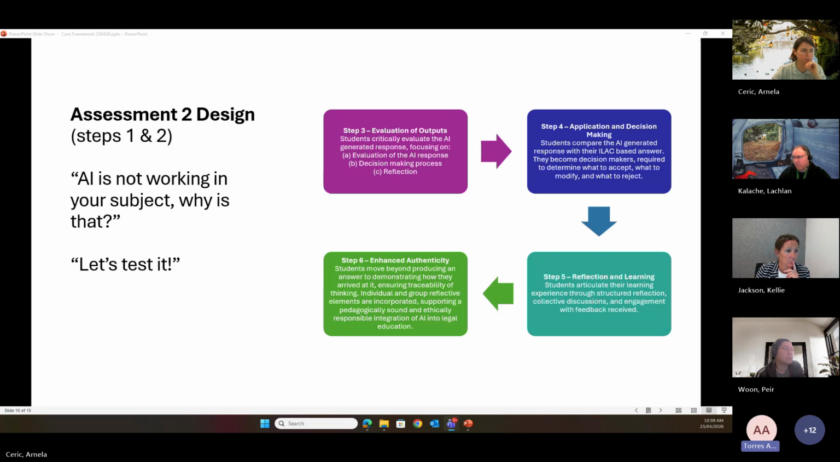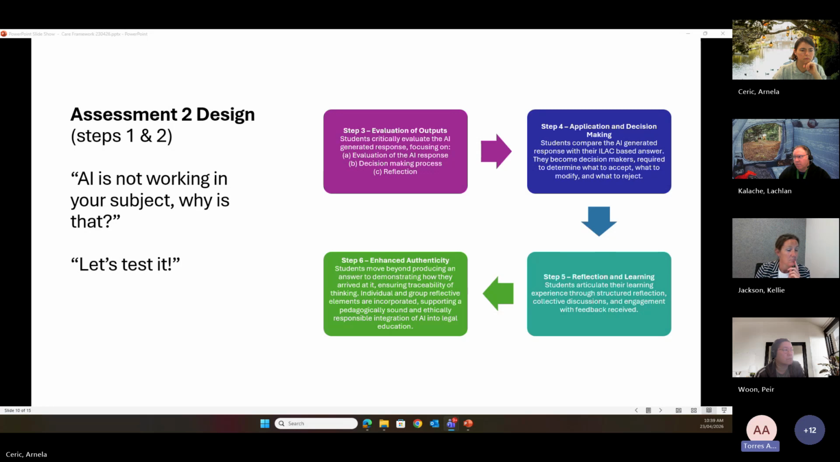So the assessment itself was very, very simple. I chose the second assessment task, which is actually the first legal problem solving task in Law 110. And my students are correct. We are obsessed with legal problem solving.